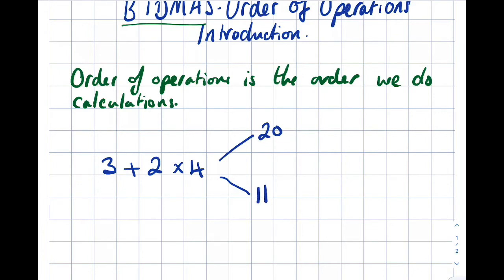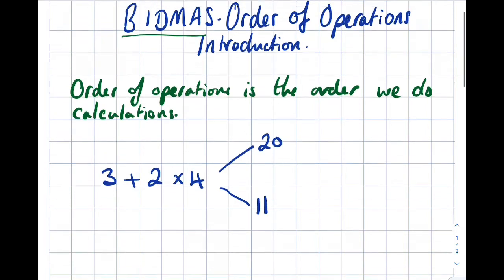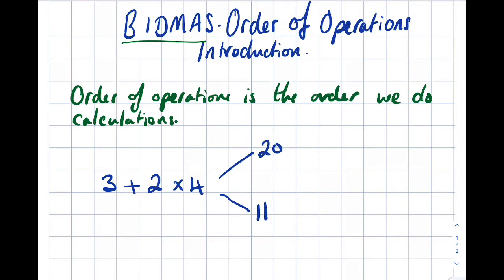So we've got two answers here. Now the question is, which is the correct one? And that's where this BIDMAS comes in. BIDMAS is the order that you do these calculations in. The B in BIDMAS stands for brackets. You always look at the calculations and decide, well, do we have any brackets? If we do, let's just do what's inside the brackets first.